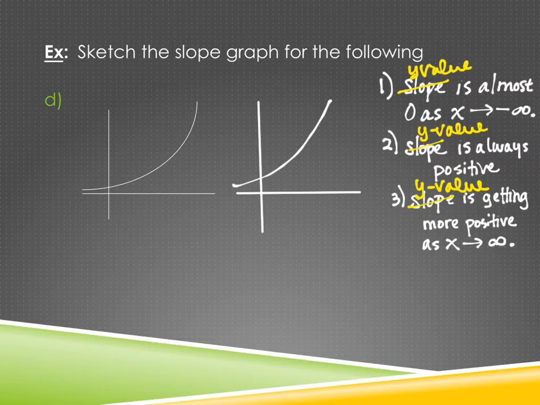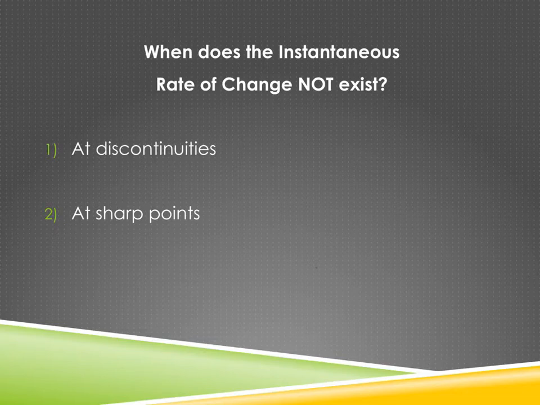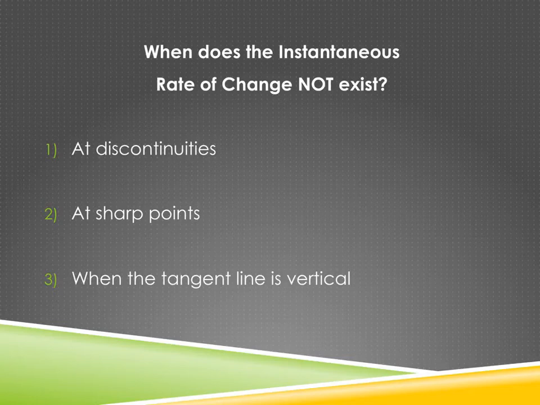Now, there are some places where rates of change, instantaneous rates of change, or slopes do not exist. There are 3 locations. Okay? The first location is at discontinuities. I'm going to draw you pictures once I get them all on the screen. Discontinuities. The second is at sharp points. So quick changes in direction. Sharp points. This is also sometimes called cusps. C-U-S-P-S. And then the last one is when the tangent line is vertical.